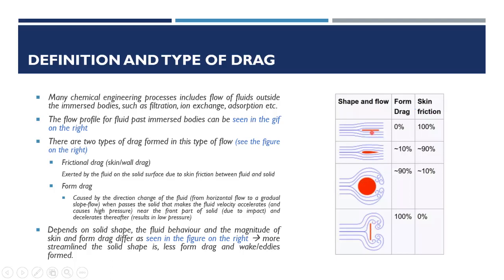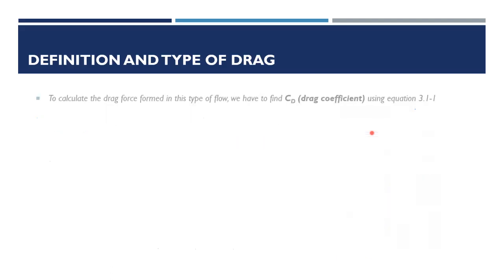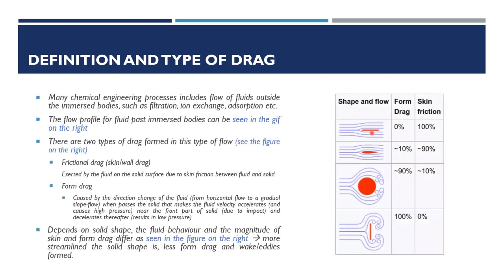As you can see here, the more streamlined the solid shape is, the less form drag and wake or eddies are formed. So the more streamlined, the higher the skin friction and the less form drag. The less streamlined, the higher the form drag and the lower the skin friction.